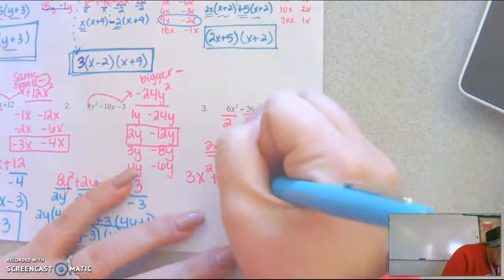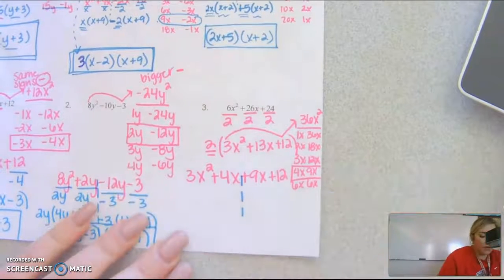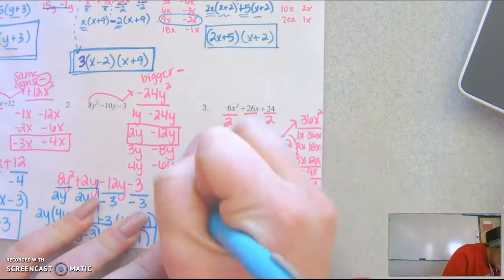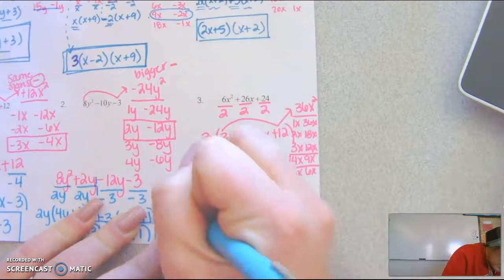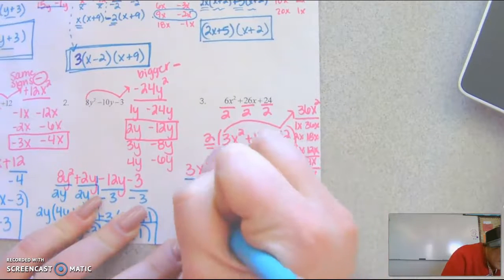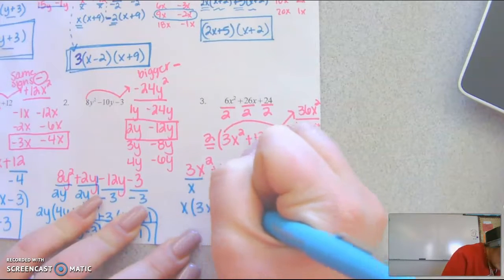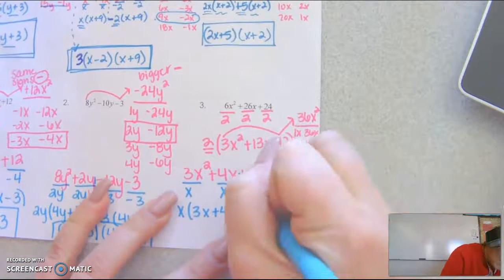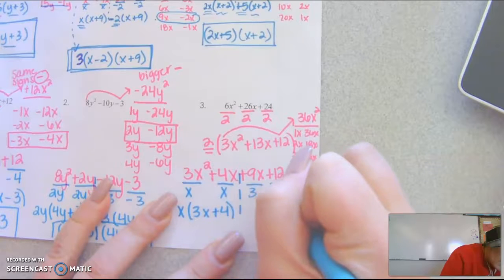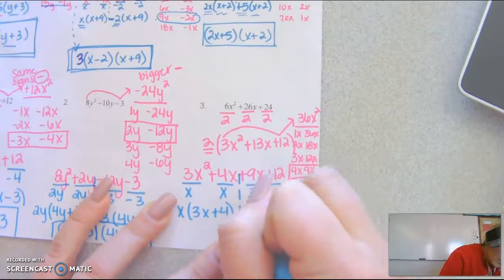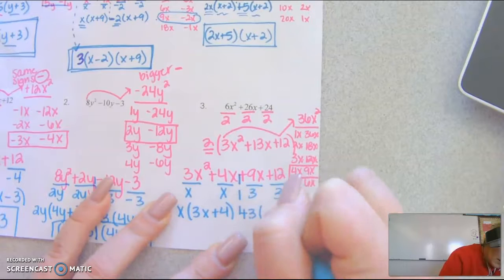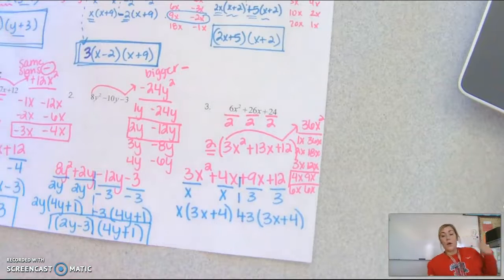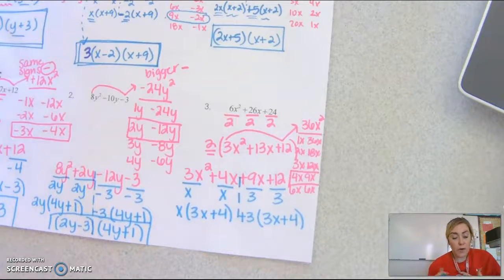Draw your line down the middle. And do your GCF. So 3x squared plus 4x, my GCF is just going to be an x. When I divide, I'll have 3x plus 4. For my second set of terms, I have 9x and 12, so my GCF is going to be 3. So put a plus 3 on the outside, and when I divide, 3x plus 4.